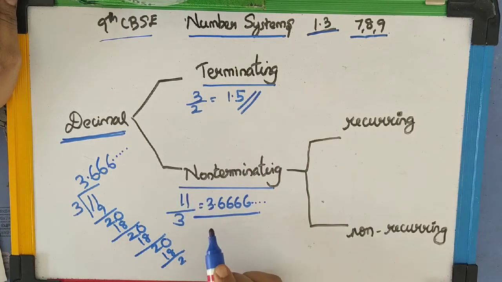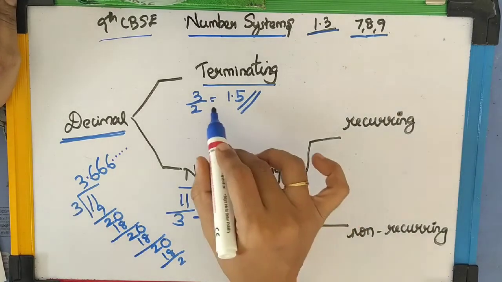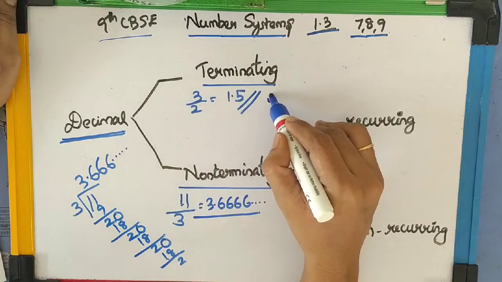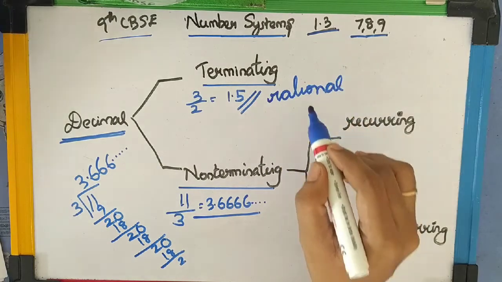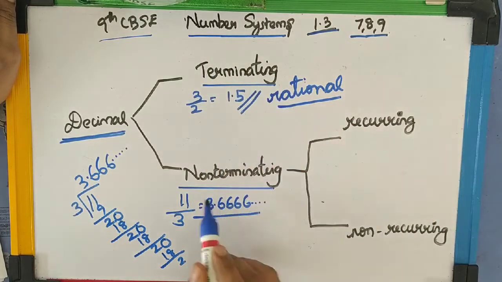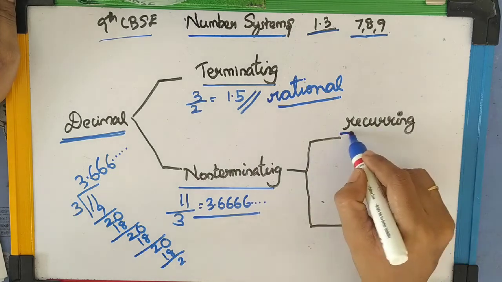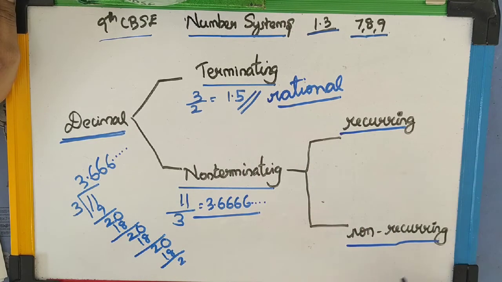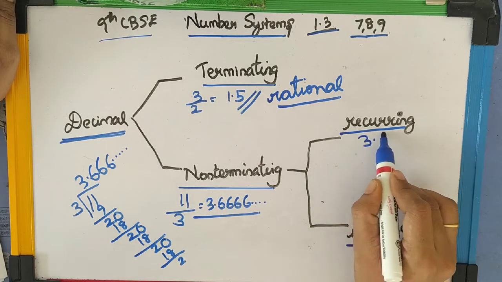All terminating decimals, not only this 1.5, all terminating decimals are rational numbers. Remember that? That is, it can be written in p by q form. Does that mean all non-terminating are irrational numbers? No. Non-terminating are further divided into recurring and non-recurring.